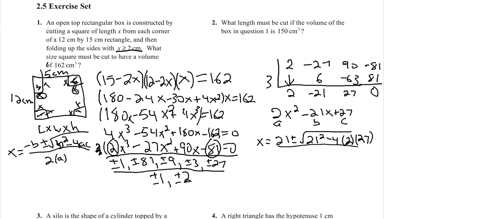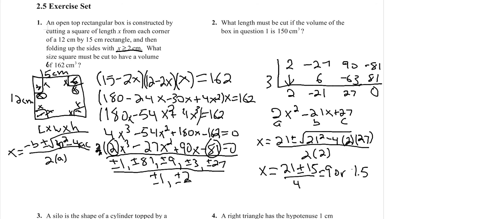All over 2 times 2. So that is going to end up equaling 21 plus or minus 15 divided by 4. So our options for x are 9 or 1.5.